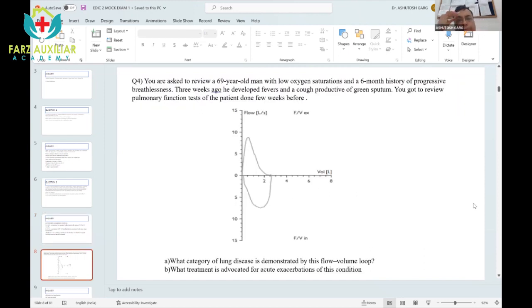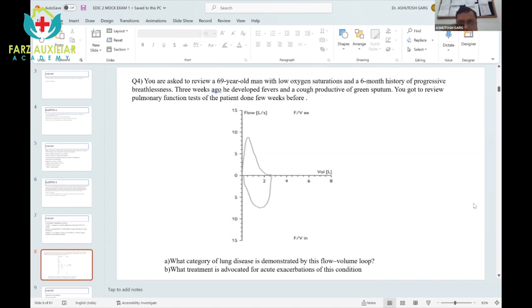Next question. Who will read? You are asked to review a 69-year-old man with low oxygen saturation and a 6-month history of breathlessness. 3 weeks ago, he developed fever and a productive cough of green sputum. You get his pulmonary function test done a few weeks before. What category of lung disease is demonstrated by this flow volume loop? What treatment is advocated for acute exacerbation of this condition?